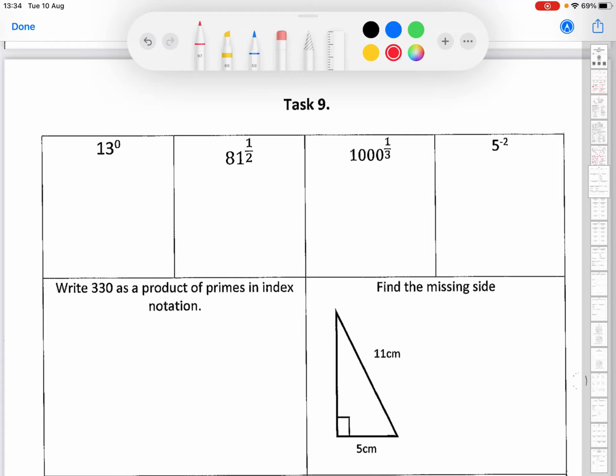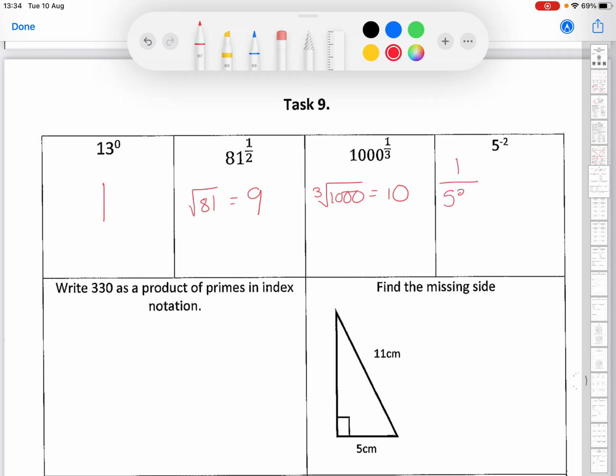Okay, I'm going to go through task 9 and 10, which is a summary of skill set 1, 2, and 3. So first one, anything to the power of 0 is 1. If we've got anything to the power of a half, that means the root of it. So we're going to do the square root of 81, which is 9. Anything to the power of 1/3 is going to be the cube root. So the cube root of 1,000 is 10, because 10 times 10 times 10 is 1,000.